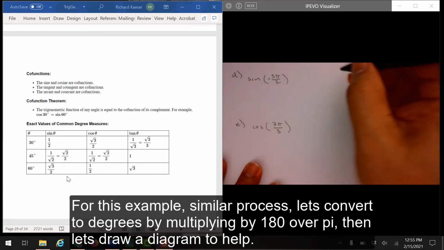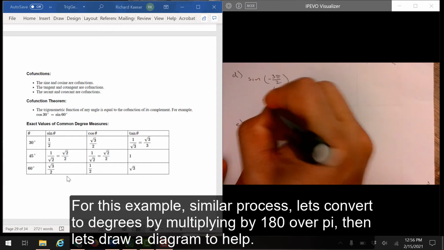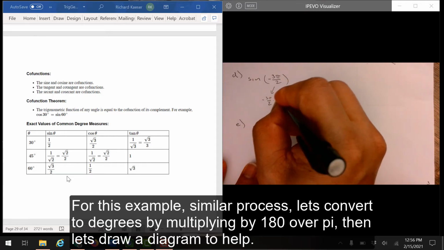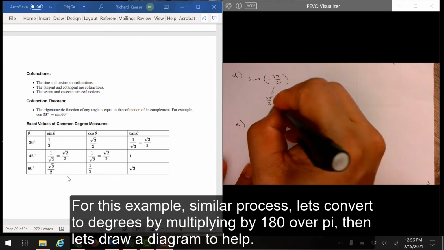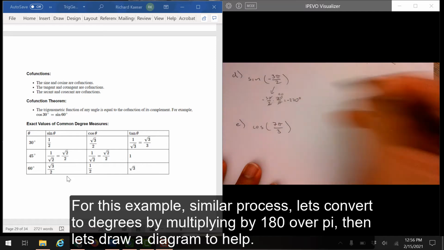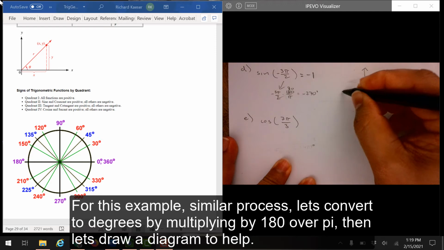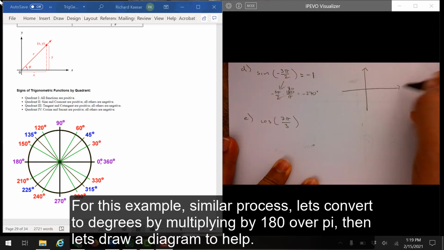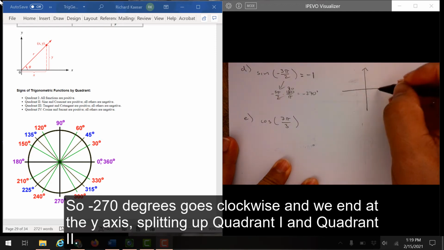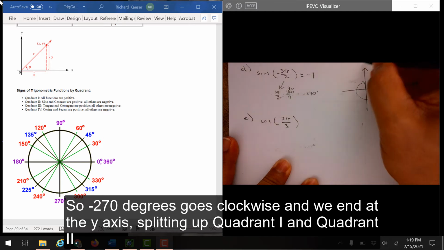For this example, similar process. Let's convert to degrees by multiplying by 180 over pi. Then let's draw a diagram to help. So negative 270 degrees goes clockwise, and we end at the y-axis, splitting up quadrant 1 and quadrant 2.